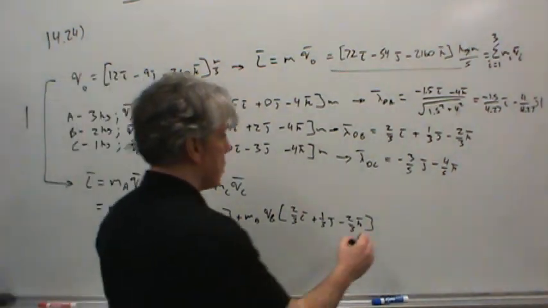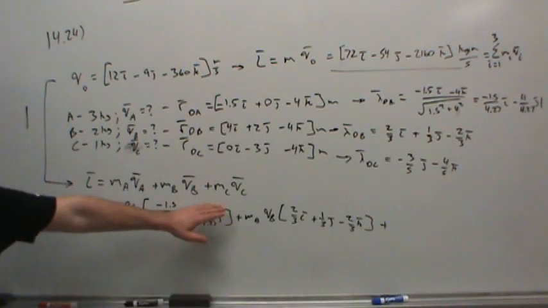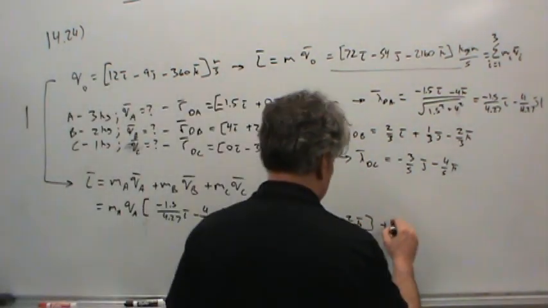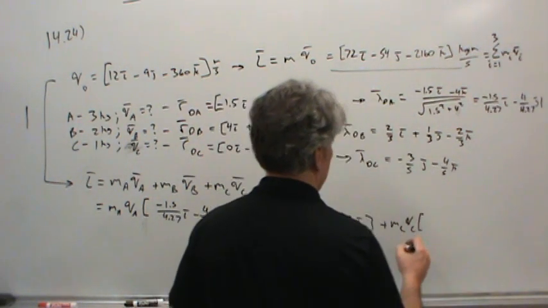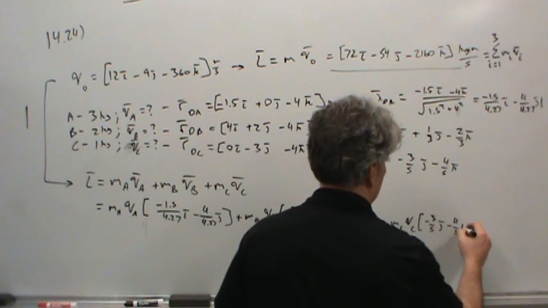Help me out with the last term. What should I write for the last term? I need to take care of that one. I think it's 3/5 J minus... So mass of C times the velocity of C times the unit vector, which is negative 3/5 J minus 4/5 K.